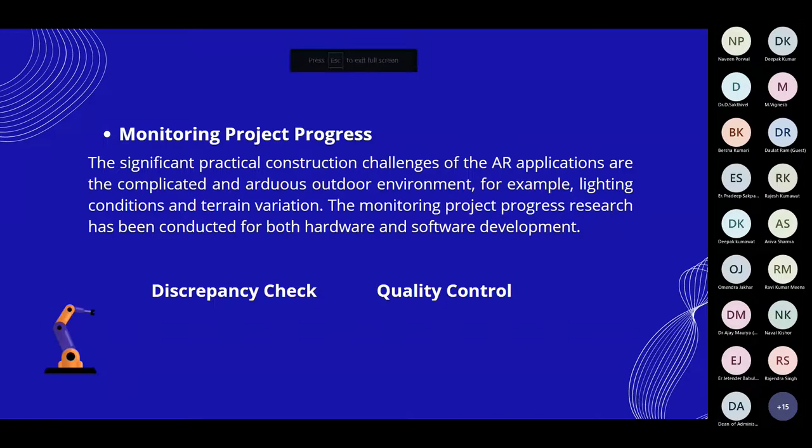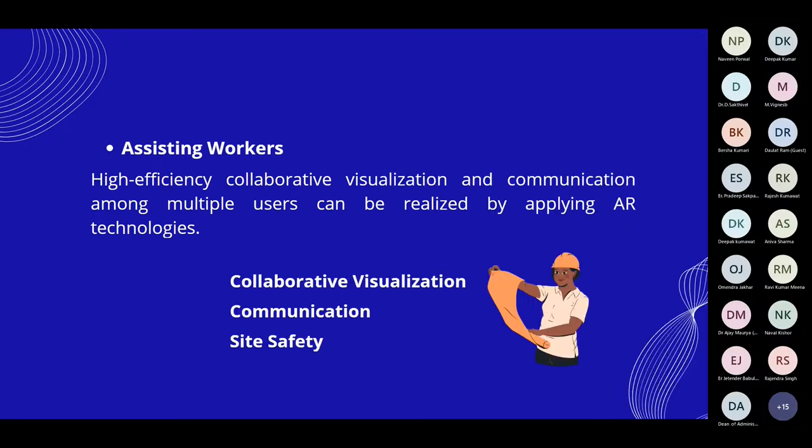So these are the different steps involved: monitoring the project progress, discrepancy check, quality control, assisting workers, collaborative visualization, communication, and site safety. All these are considered with respect to five stages, as we have seen in the video. That is understanding, then collaborate, followed by innovative ideas, designing, and coming to the conclusion, that is, the final model.